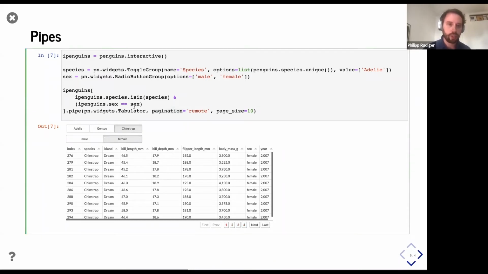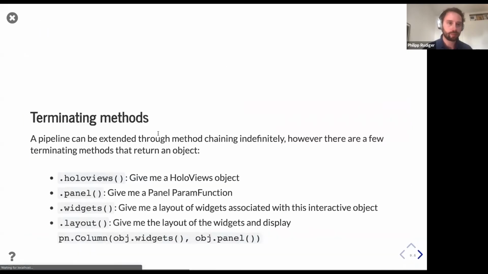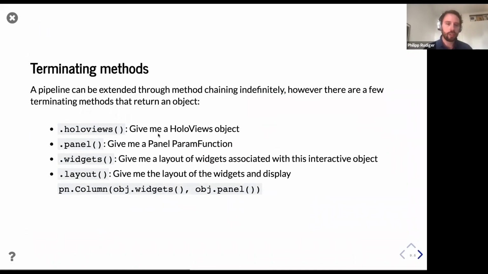So that's quite powerful. This pipe method, which exists on Pandas data frames, lets you do arbitrary transforms using a function. And in the context of hvplot.interactive, this is a superpower because it lets us pipe things into any object that we want and render our data in various ways. Okay, so another very important concept are terminating methods.